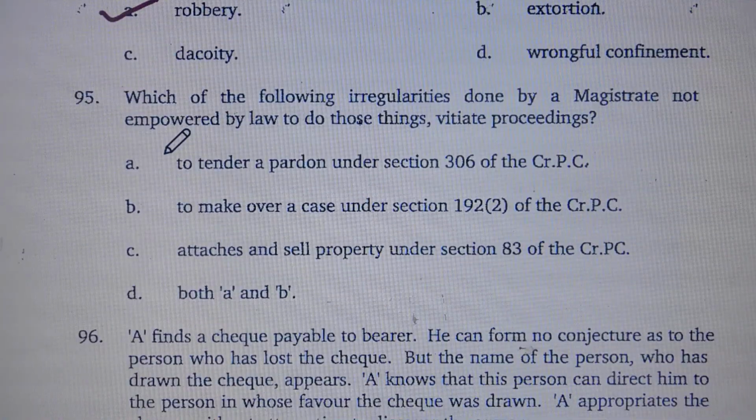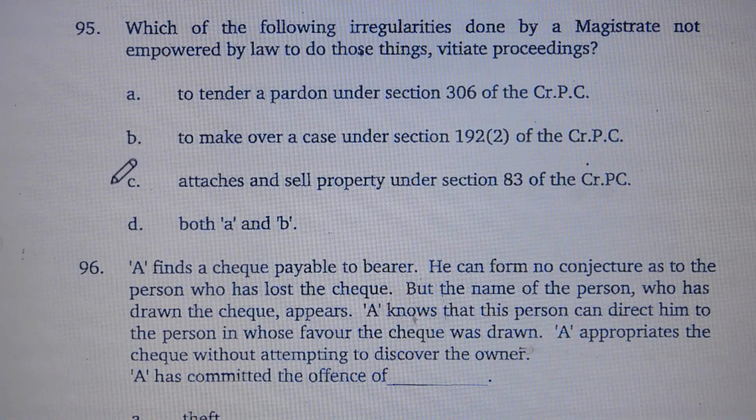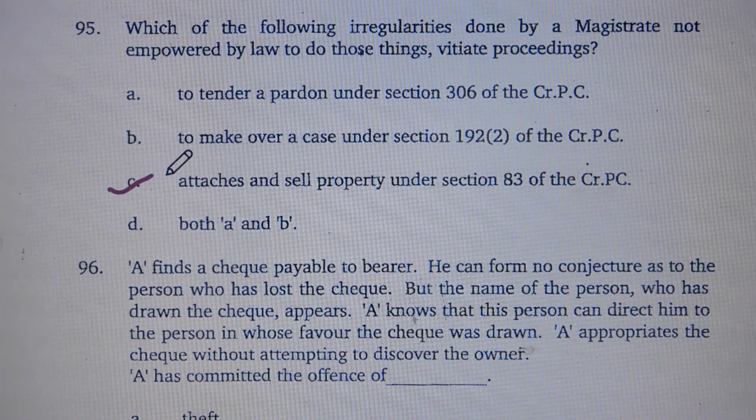Question number 95. Which of the following irregularities done by a magistrate not empowered by law to do those things vitiate proceeding? Answer is option number C, attach and sell property under section 83 of the CrPC.